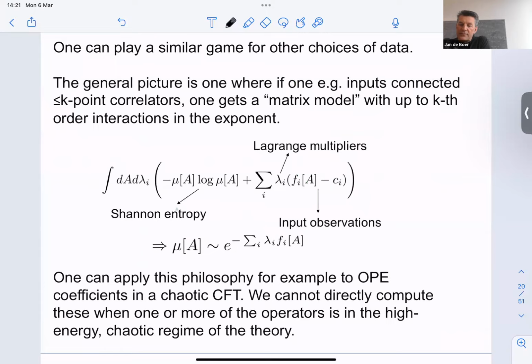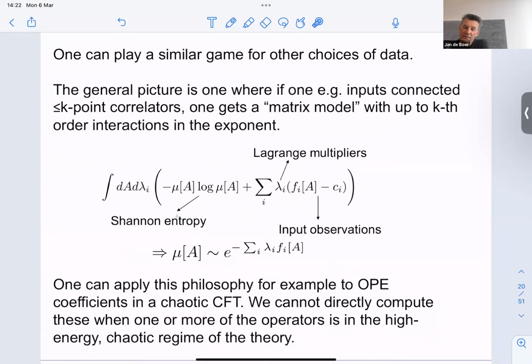And in general, the structure is always that you have some observables A. Your input observations are some functions of these observables, could be correlation functions, partition functions, whatever, just some stuff. Semi-classical gravity gives an approximate answer C_I for those numbers, for those correlation functions, for those partition functions. We enforce all of our observations using Lagrange multipliers. And then we build the best possible statistical model by maximizing some entropy functional.